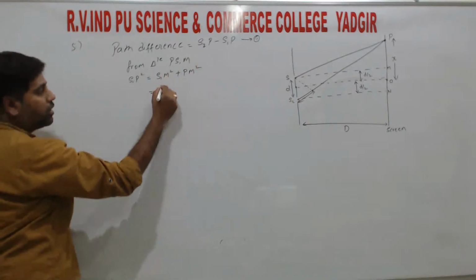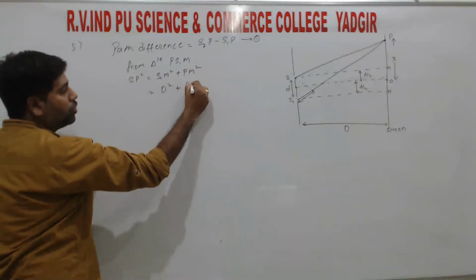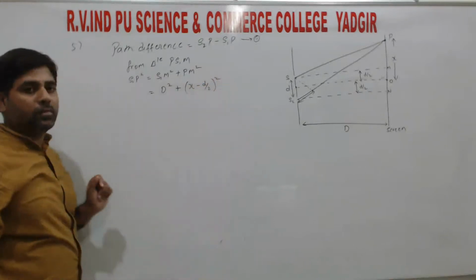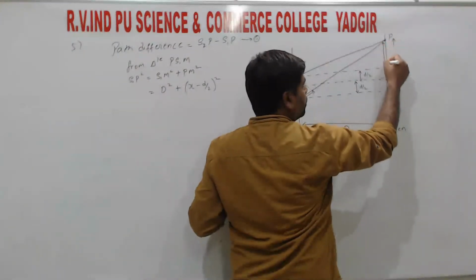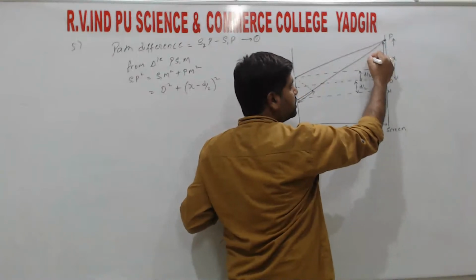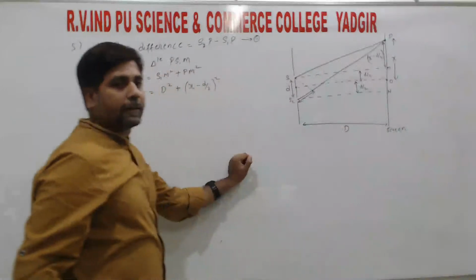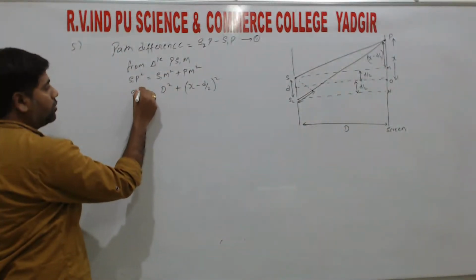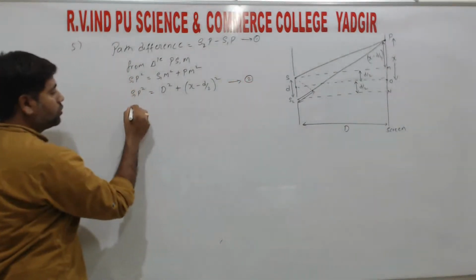So S1M square we can take as d square, and PM square we can take as x minus d by 2 whole square, right? What we need is only this distance. So the total distance x from the center is there, and out of it d by 2, so it becomes x minus d by 2, right? So this is S1P square, calling it the second equation.